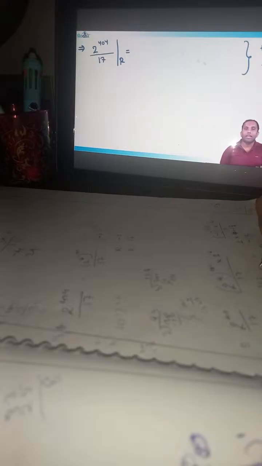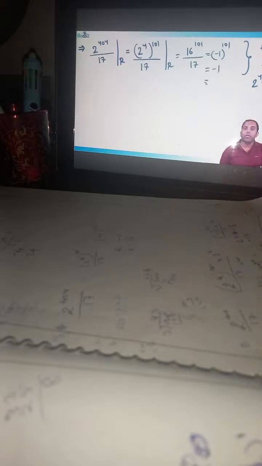I can see quite easily that 2 raised to 4 is 16. So I can write this number as 2 raised to 4 into 101, since 404 by 4 is 101. That is 404 only, divided by 17. Now 2 raised to 4 is 16, so it becomes 16 raised to 101 by 17. 16 by 17, what is the remainder? The remainder is minus 1. So minus 1 raised to 101. The power is odd, so the minus sign is retained.